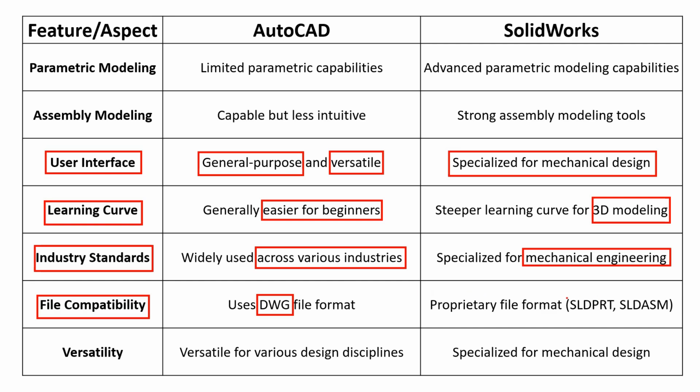SolidWorks uses its proprietary file format, SLDPRT for parts and SLDASM for assemblies, which may require conversion or special handling when collaborating with users of other CAD software.